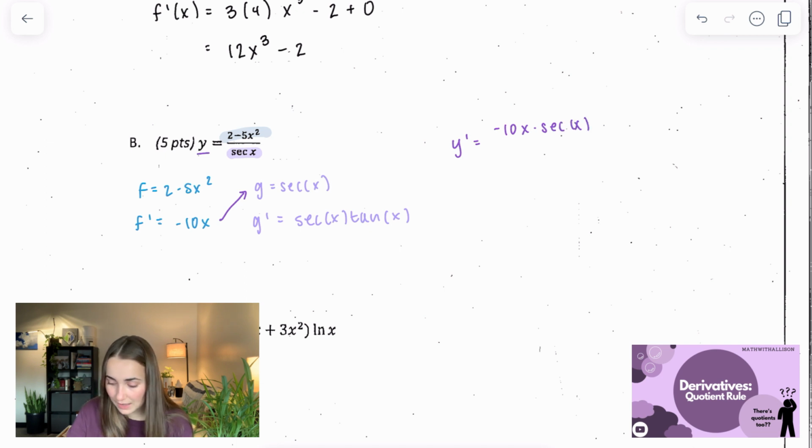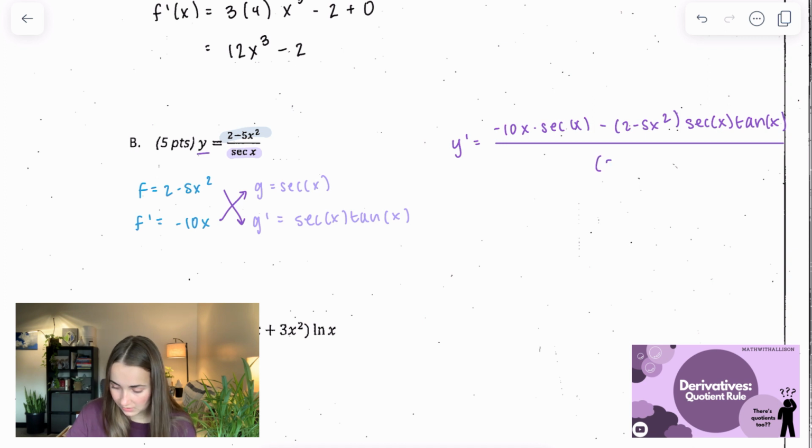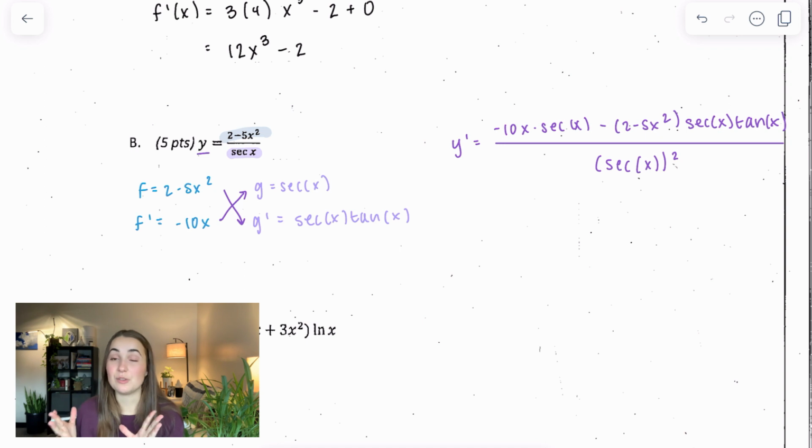And remember, now we have to subtract, and we start at the top, work our way to the bottom. So here I get 2 minus 5x squared times secant tangent. And all of this is going to be divided by the denominator squared. So secant of x, squared.